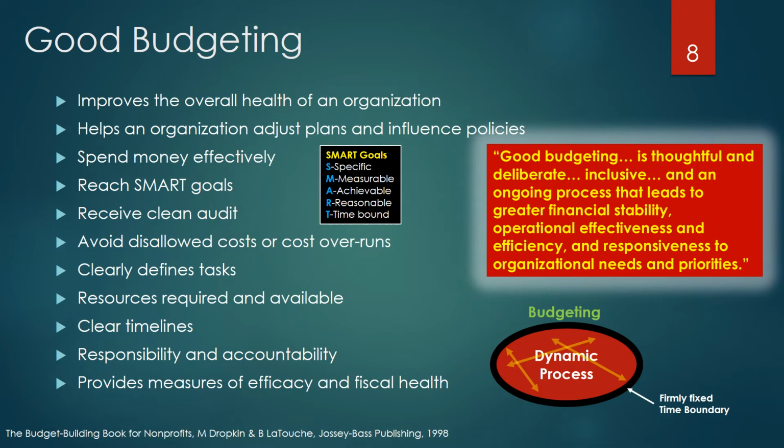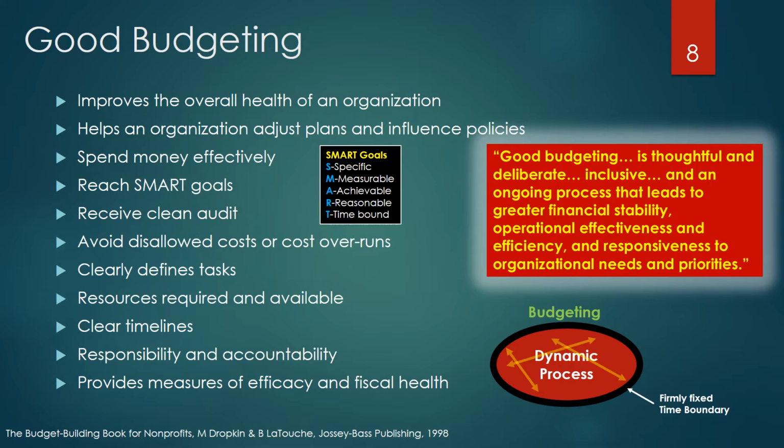Effective budgeting is directly associated with the viability, solvency, sustainability, and overall health of an organization. A clear, effective, well-thought-out budget helps an organization adjust plans, influence policies, spend money effectively, and reach the SMART goals of the strategic plan, where S stands for specific, M for measurable, A for achievable, R for reasonable, and T for time-bound. Effective budgeting also helps organizations receive clean audit findings and avoid disallowed costs or cost overruns.